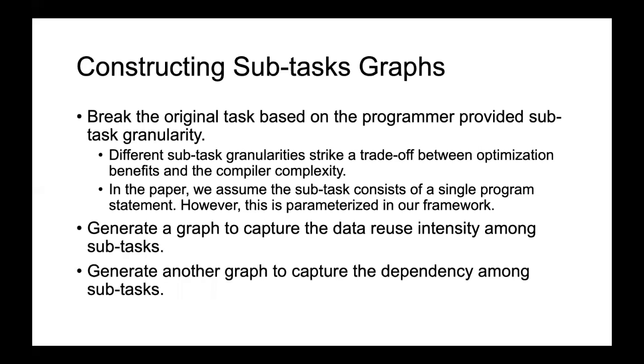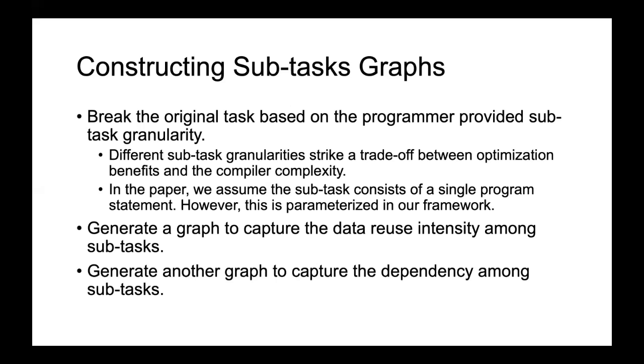So the first step is constructing subtask graphs. In this step, we break the original task granularity based on the programmer-provided subtask granularity. It is to be noted that different subtask granularities strike a trade-off between the optimization benefits one can obtain and the compiler complexity. In our current paper, we assume the subtask consists of a single program statement. However, this is parameterized in the framework and can be specified by the programmer.